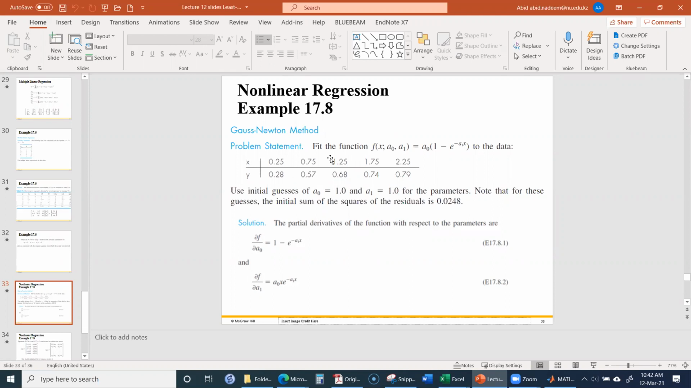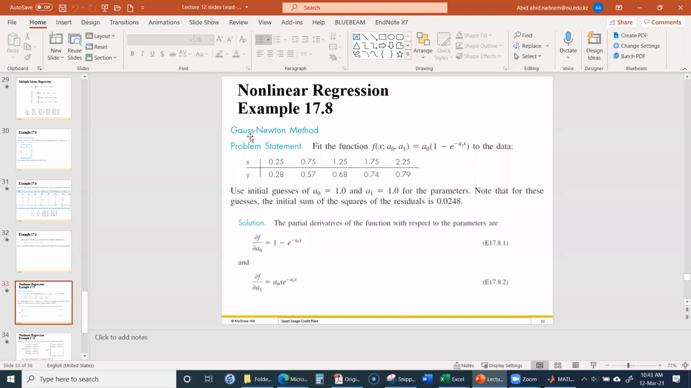Okay, the algorithm is given in the book, but I have not put it in the slide. I have put only the example over here. So the example says that if you have the values of x and y like this, we have to fit this function: a naught times 1 minus e to the power minus a1 x, to this data.